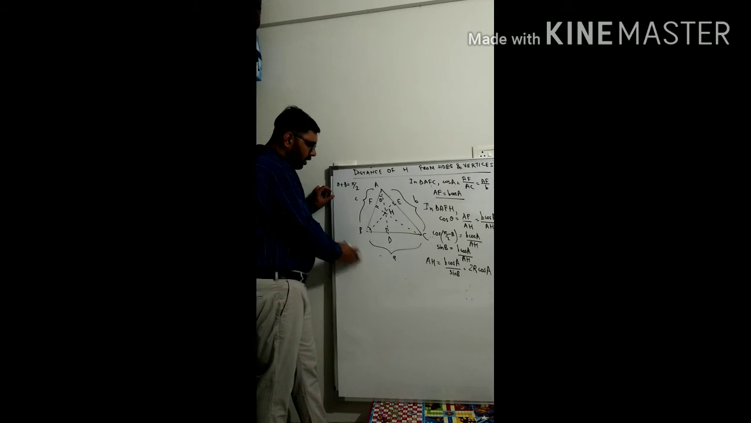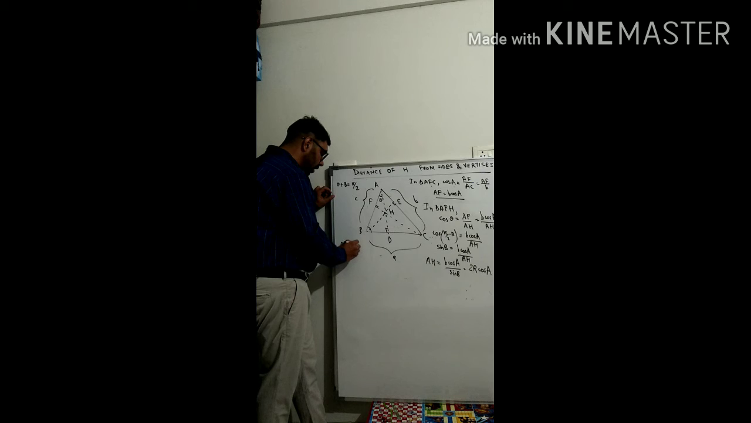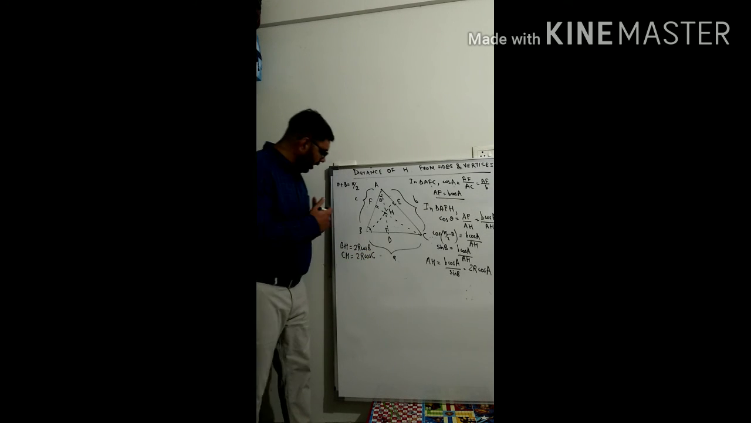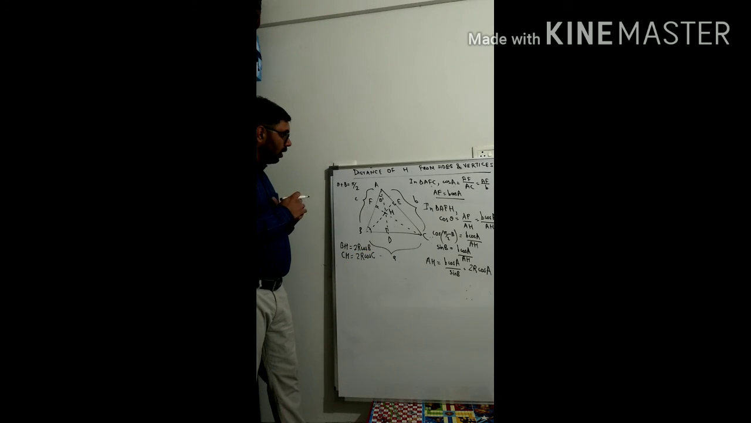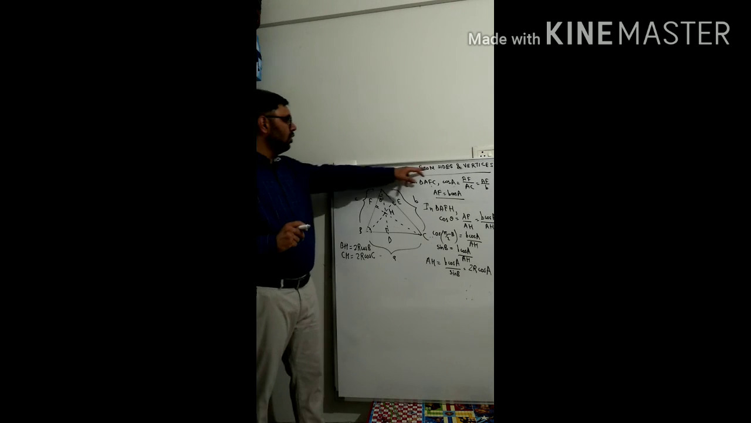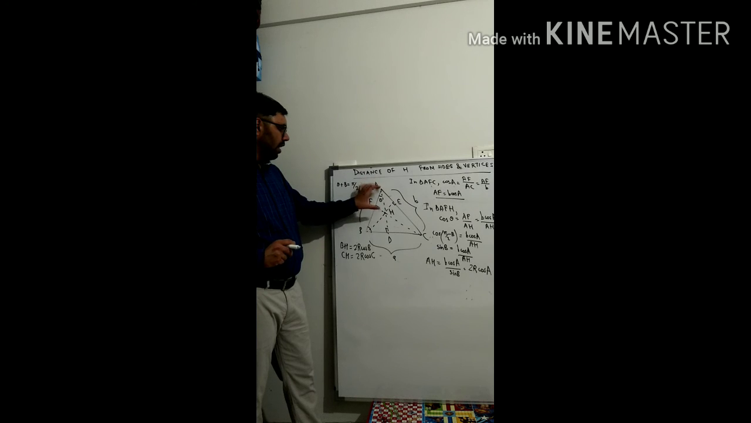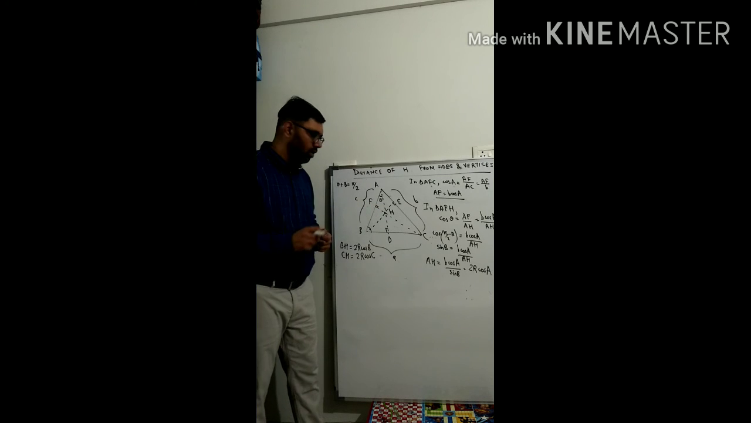Similarly, we don't need to prove it for the other vertices. We can relate similarly, so BH will become 2r cos B and CH will become 2r cos C. So AH is 2r cos A, BH is 2r cos B and CH is 2r cos C. So one part I did: I wanted to find the distance of the orthocenter from a side and from a vertex. The vertex distance I have already found. I derived the distance of the orthocenter from A, and similarly we can say it for BH and CH also.